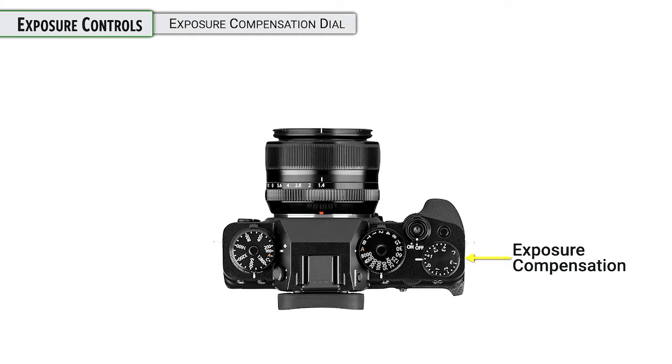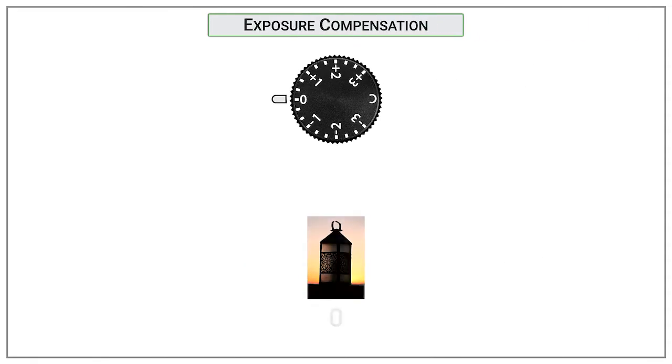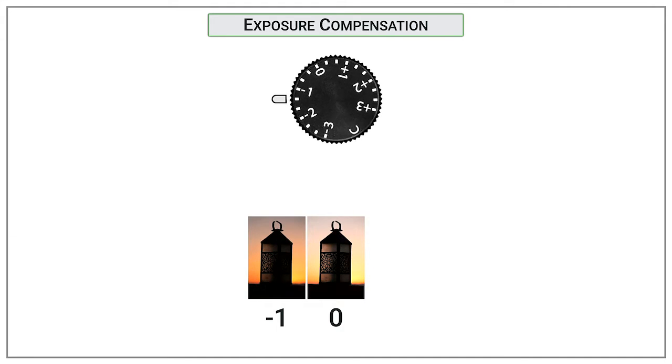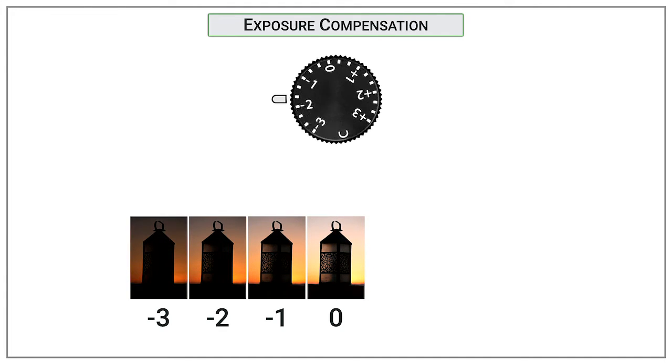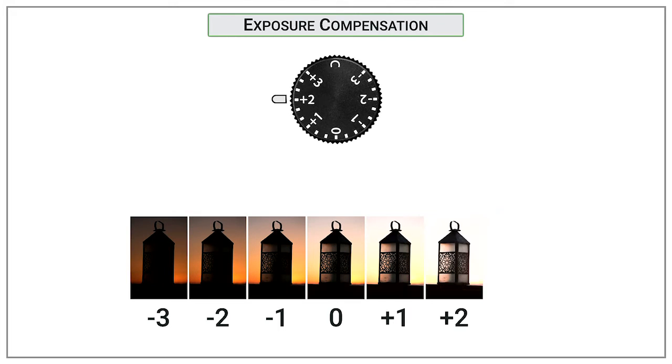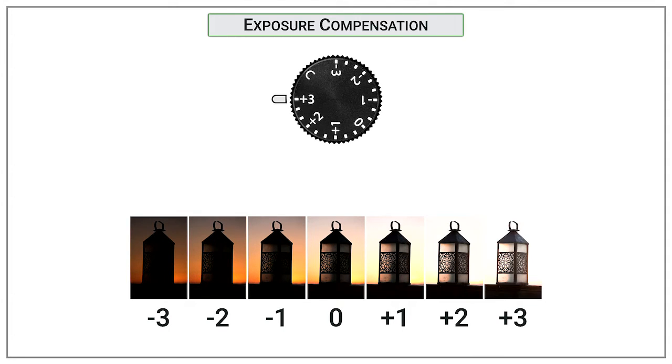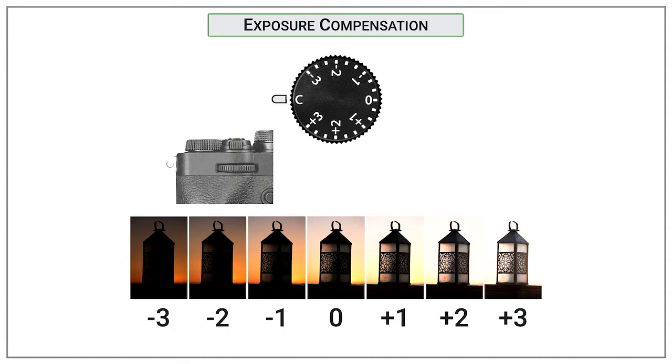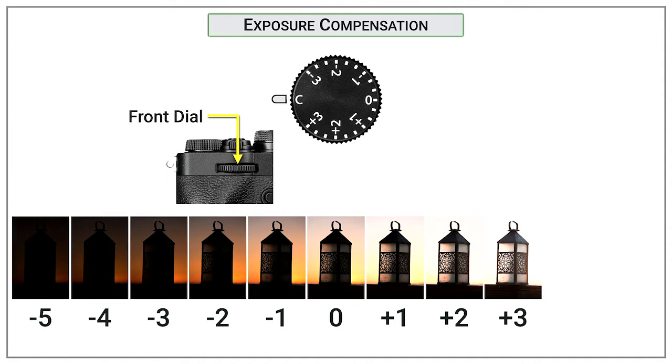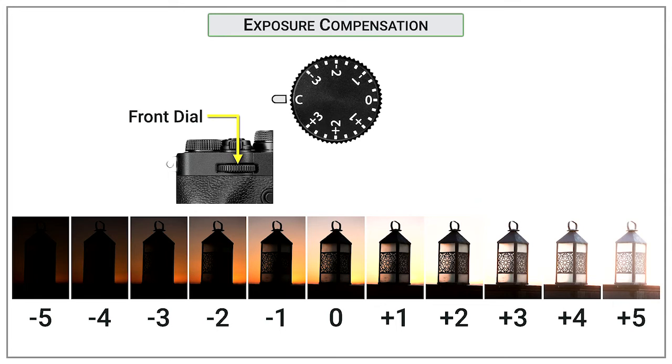All right, the other dial on the top of the camera is our exposure compensation dial, and this is used for adjusting the exposure when we're in one of the automated modes. So in aperture priority, shutter priority, or full program mode, we can dial in up to 3 stops of underexposure or overexposure. But we can actually do a little bit more than that because we can go into the custom setting here and we can turn the front dial to go all the way up to 5 stops of exposure compensation. So let's take a look at the camera.